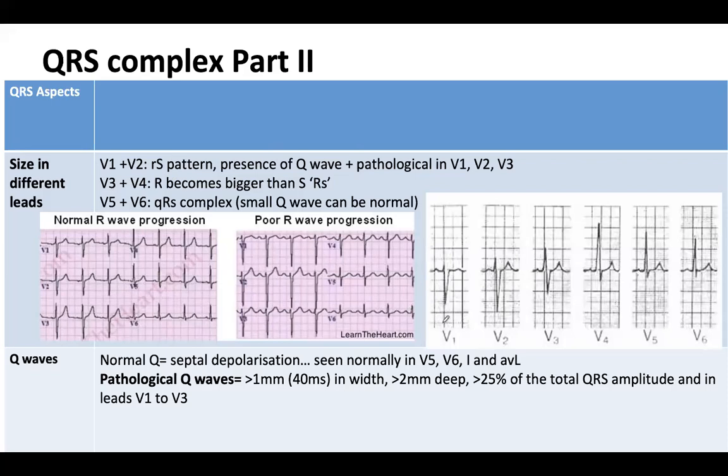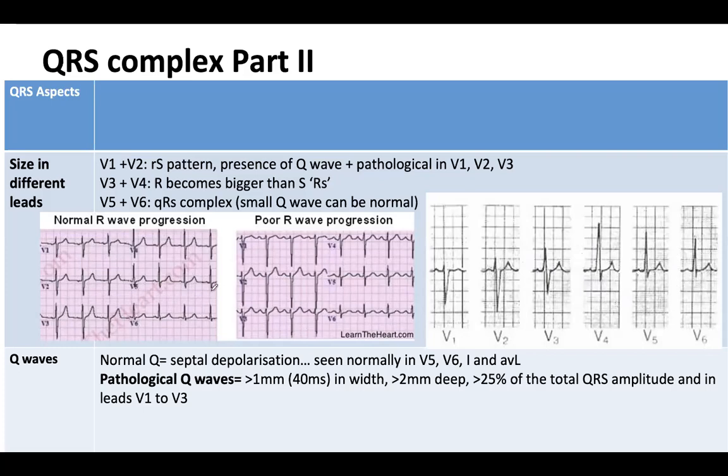As you move across from V1, you will notice that the R wave becomes bigger. Gradually, the R wave gets bigger until the R wave becomes more predominant than the S wave. So then you get big R, small s, because now the R is the dominant one and the S is just small. This is referred to as normal R wave progression, where the R wave starts off small in V1 and gets progressively bigger and bigger until it's larger than the S wave.